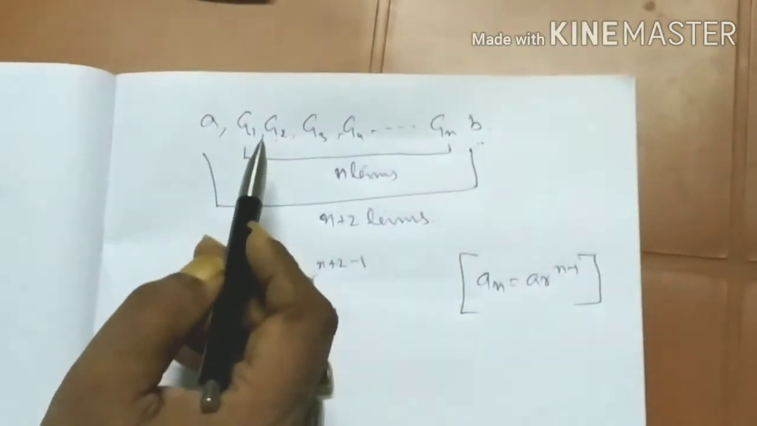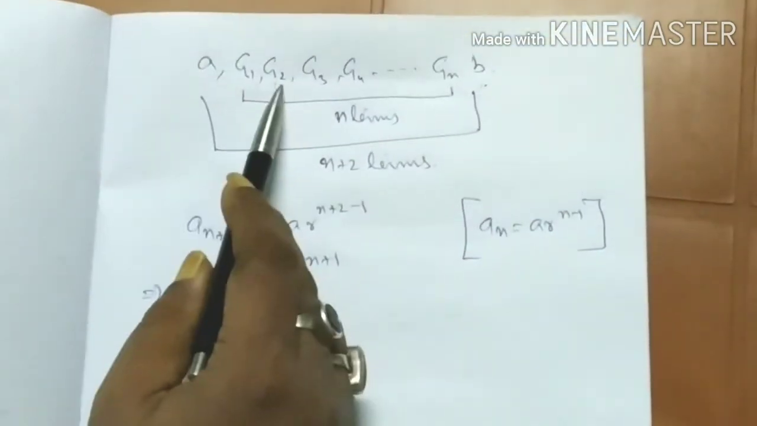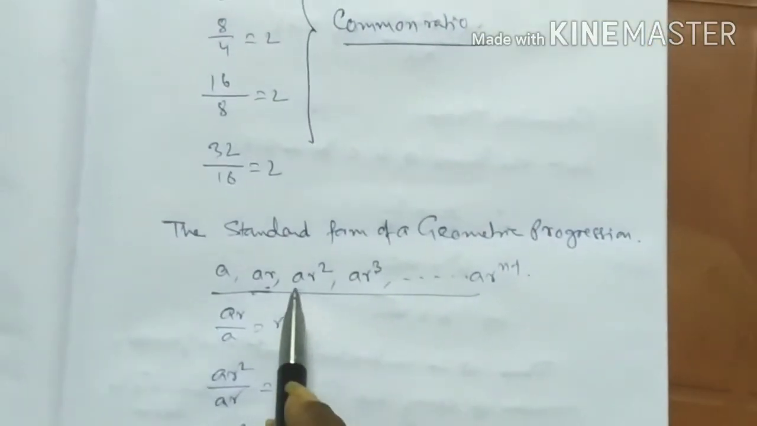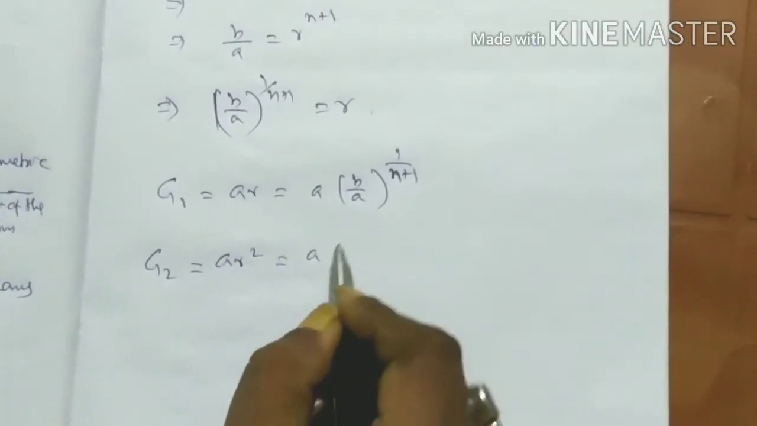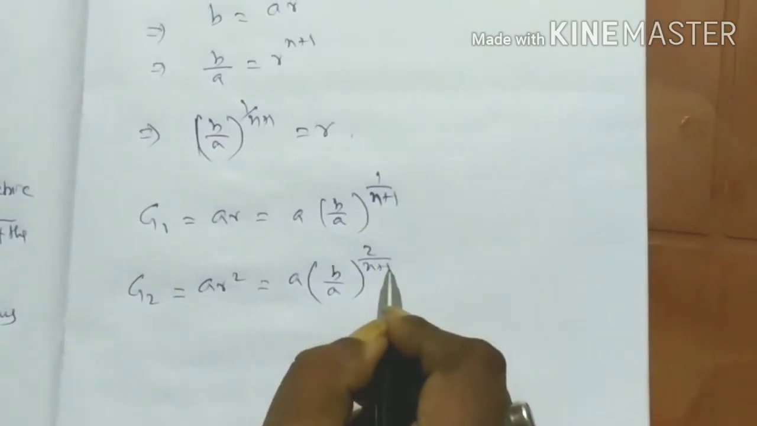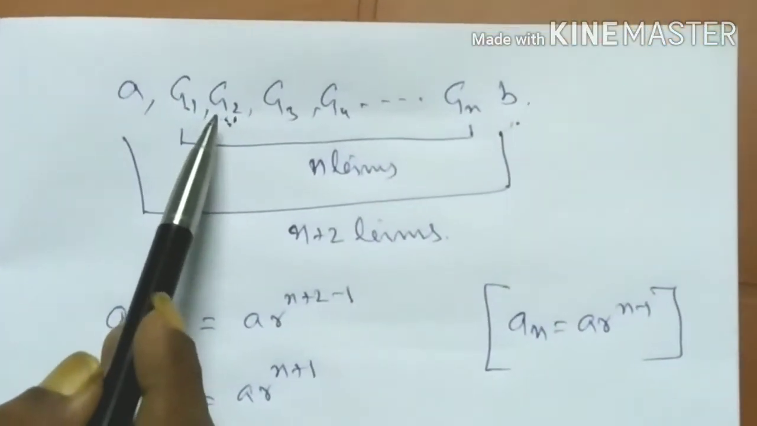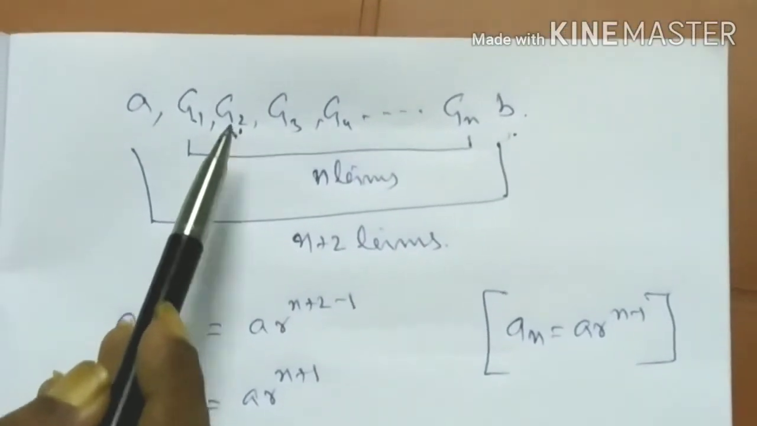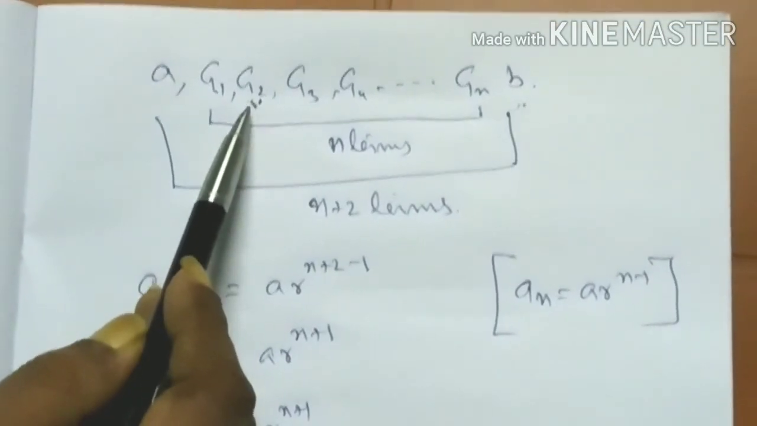Similarly, G2 is the second geometric mean, but in the sequence it is the third term. So your third term is AR square. So AR square is equal to A times (B by A) to the power of 2 by (n+1). You remember this? Thus G2 is the second geometric mean, but in the sequence it is the third term.